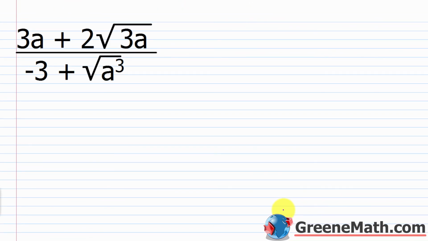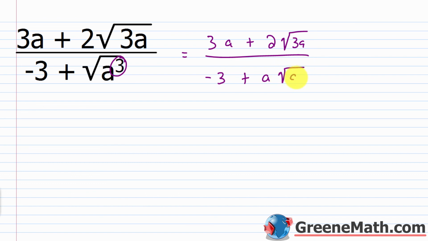All right, for the last problem we're going to look at, I have 3a plus 2 times square root of 3a over negative 3 plus square root of a cubed. So again, if there's something I can simplify before I start, I want to go ahead and do that. I know that the square root of a cubed is really a times square root of a, right? Think about the square root of a cubed as square root of a squared times square root of a. This is really a, so it's a times square root of a. So let's simplify this as 3a plus 2 times the square root of 3a over negative 3 plus a times the square root of a.